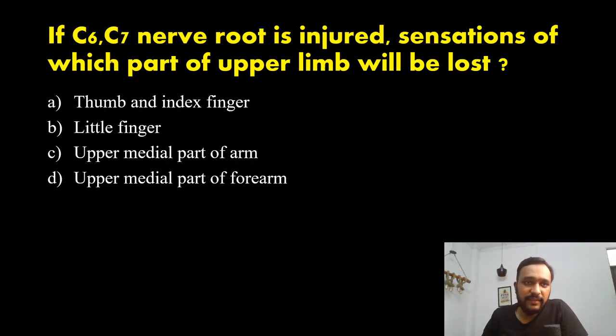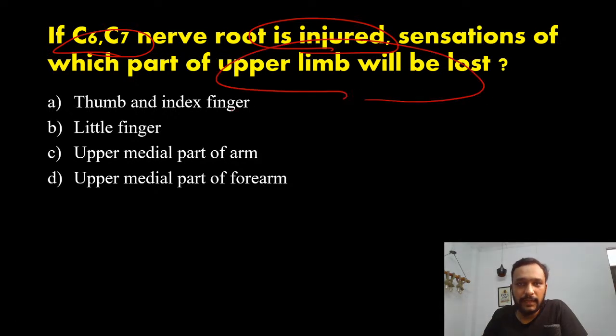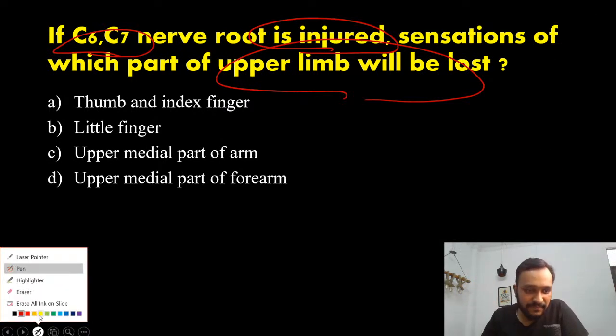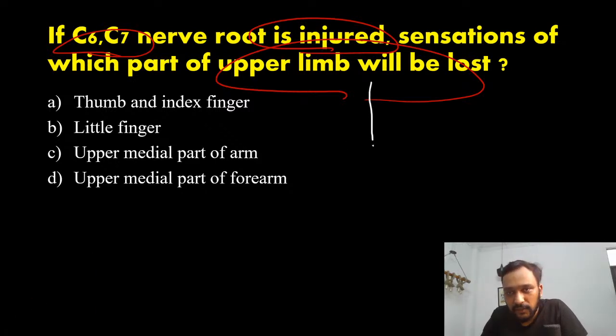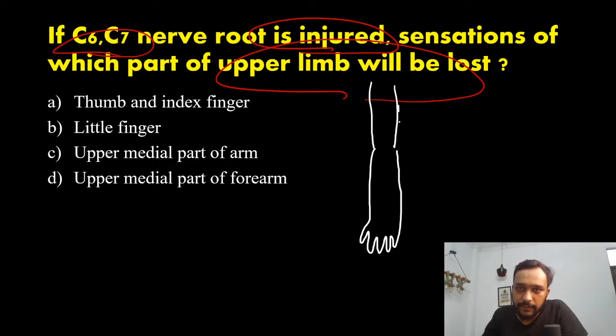If the C5 and C6 nerve root is injured, sensations of which part of the upper limb will be lost? So guys, let me draw an upper limb for you. Okay, this is the upper limb, right?